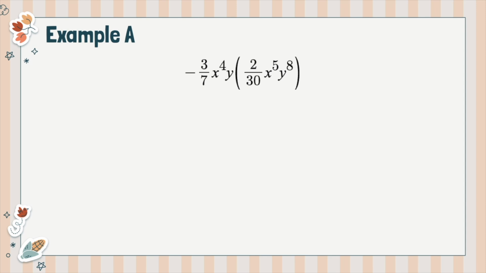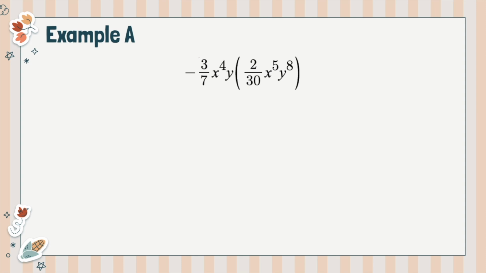Okay, so we're going to keep our numbers with our numbers and our variables with our variables. So we've got negative 3/7, x to the 4th, y to the 1st, times 2/30, x to the 5th, y to the 8th. I'm going to start by multiplying the numbers. Now these are fractions, so you can use your calculator if you'd like, but I'm going to use some cross simplification to make my job a little easier.